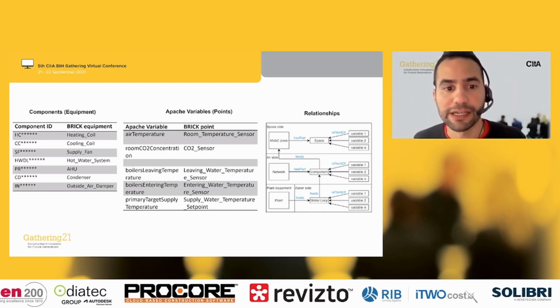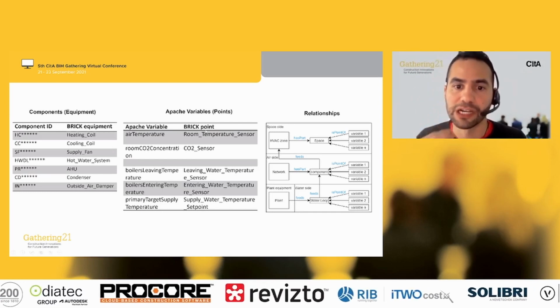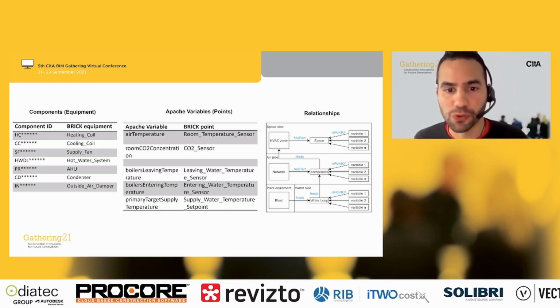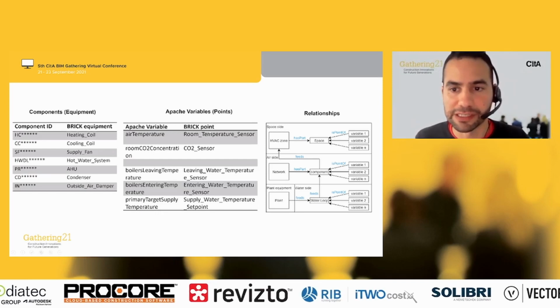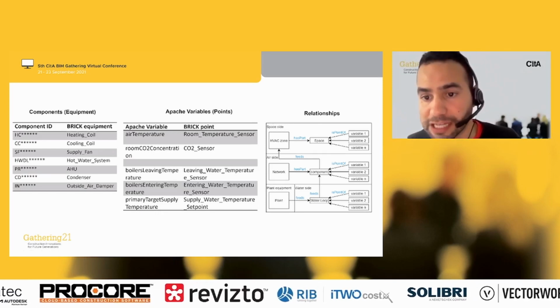That took a while. So we have what we call the Apache variable names, like air temperature, and we have to map that with a brick point name, so room temperature sensor. So this will be equivalent. And then finally we have to identify the relationships and name them.